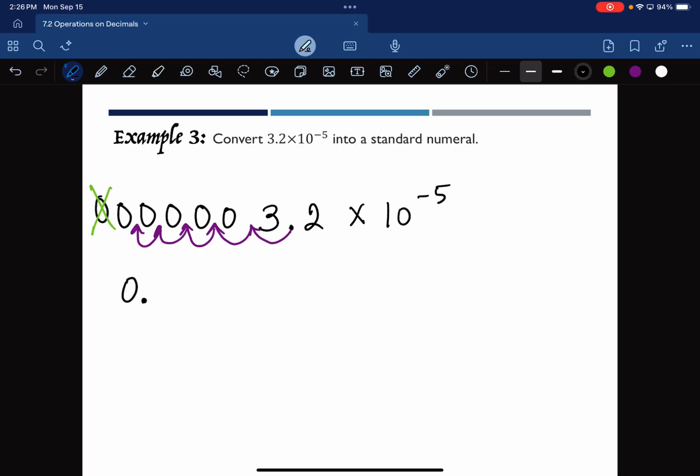But I have a 0, and then I have my decimal point where it ended. Then there are 4 zeros and a 3, 2. This is a very small number now, right? Almost 0.